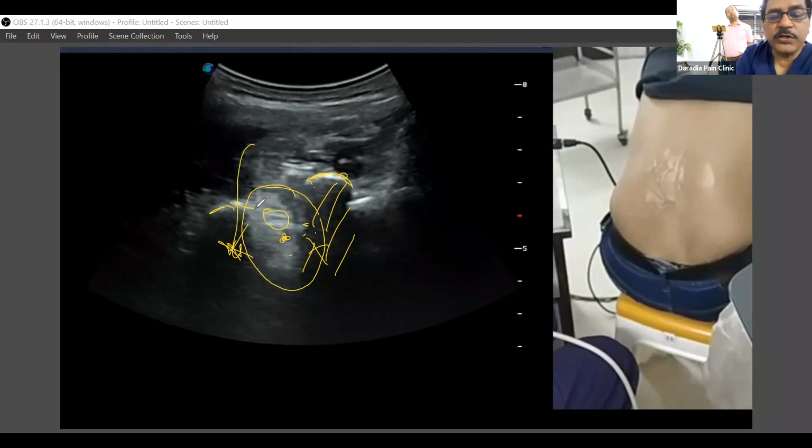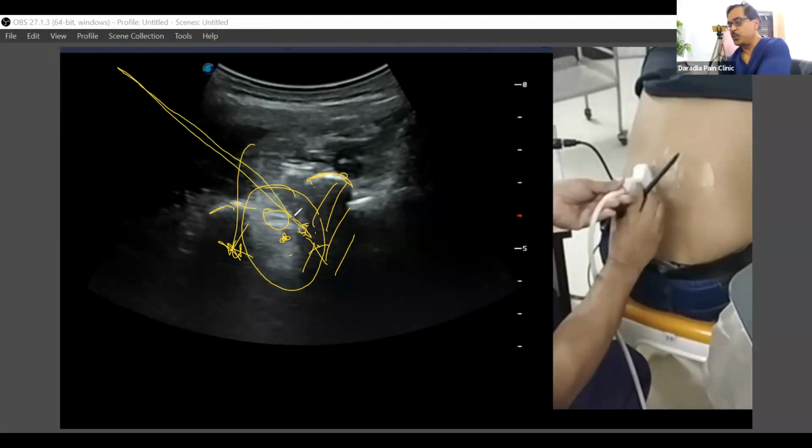Here you can do it only out of plane. But in this technique, we can do the in-plane block, meaning our needle will be coming here like this. So the needle will be coming here. In that patient, you can look at how it is put.